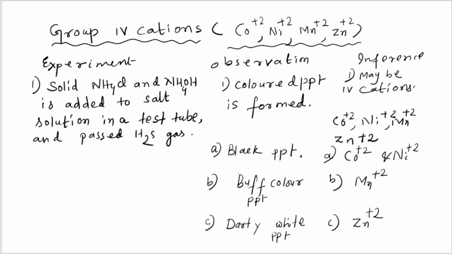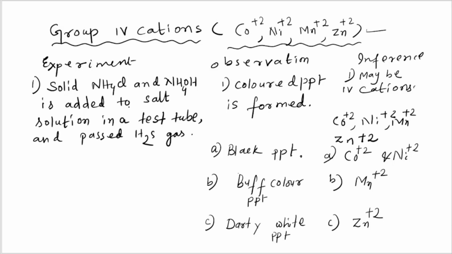Then come to group 4 cations. What are generally present in group 4 cations? That is cobalt, nickel, manganese and zinc. All contain +2 ions. Then what is the first experiment, to know whether group 4 cations are present or not? That is Co+2, Ni+2, Mn+2, Zn+2, by the color of the precipitate.